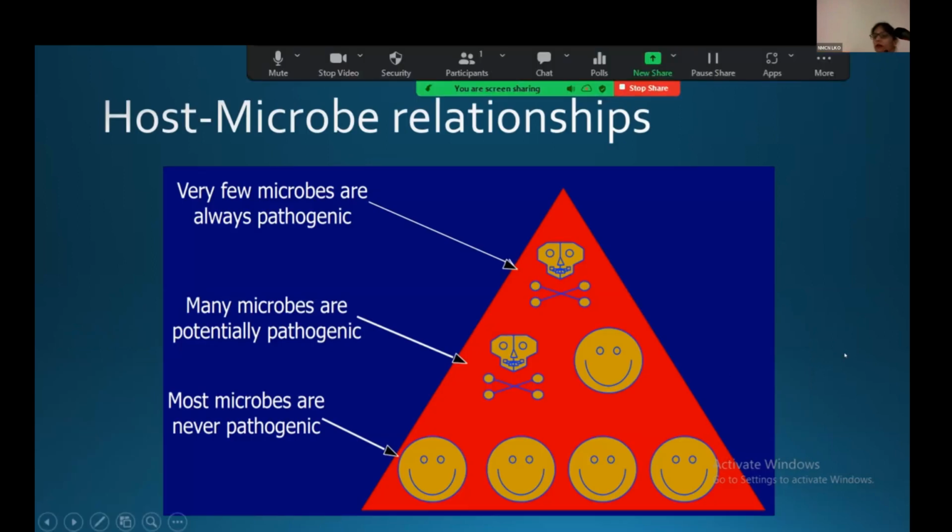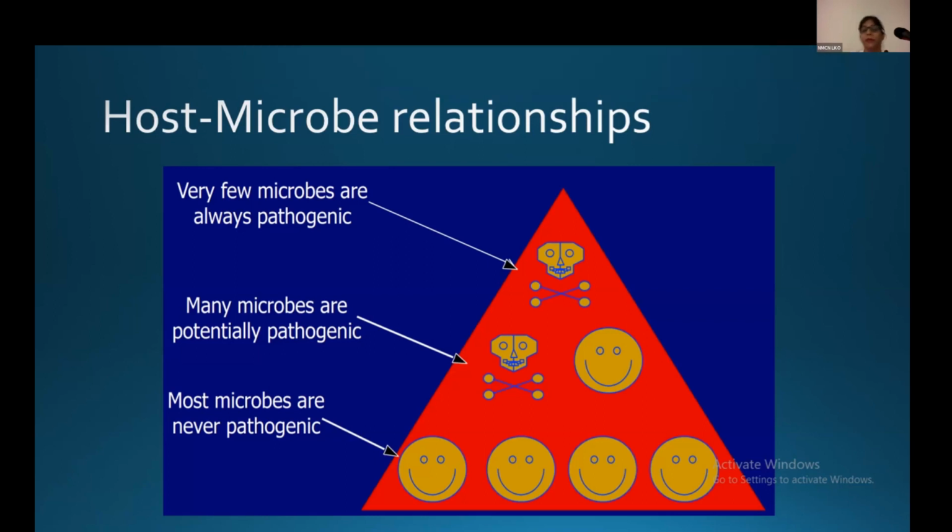We should know that our relationship with microbes is such that most microbes are never pathogenic. They don't have virulence mechanisms, or pathogenicity enough to cause harm to humans. Many microbes are potentially pathogenic, meaning they have the potential to cause harm, but only in certain situations. For example, if there is a breach of skin or mucosa, then they may cause harm. Otherwise, they are just sitting there. And on top of it, very few microbes are always pathogenic. Such microbes are strict pathogens.